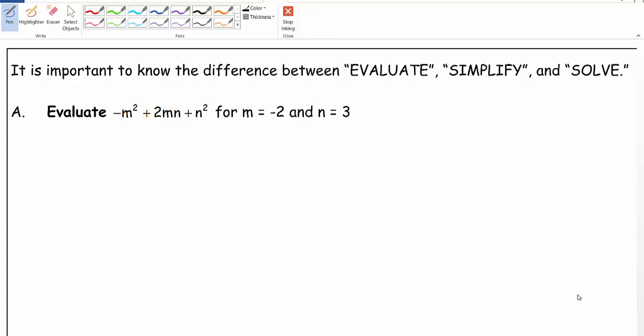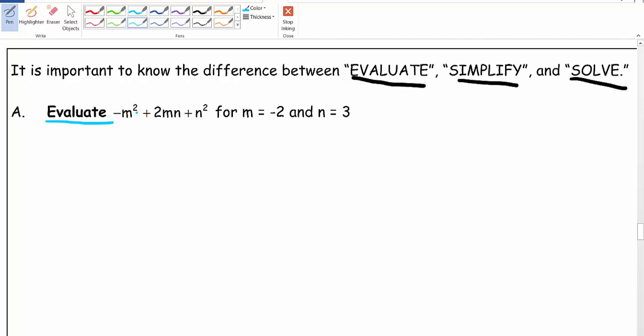Here we are at example A from our 0.1 number 2 set of notes. We're asked, what is the difference between evaluate, simplify, and finally solving? Well, for example A, we're going to just focus on evaluating something. And here's our expression that we are going to evaluate.